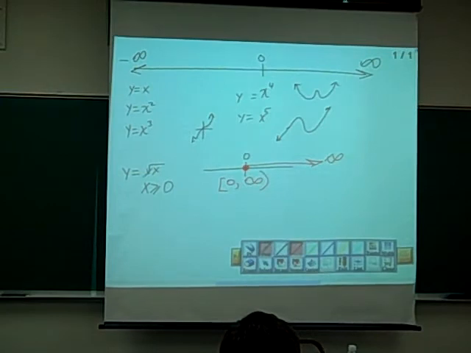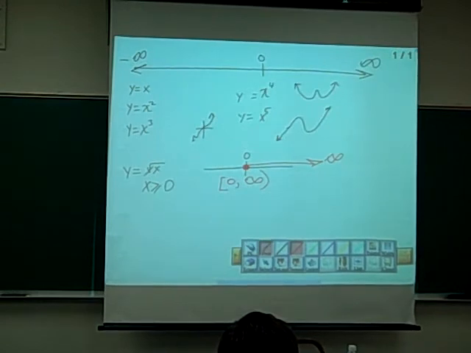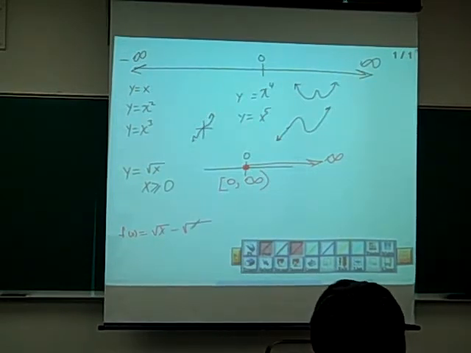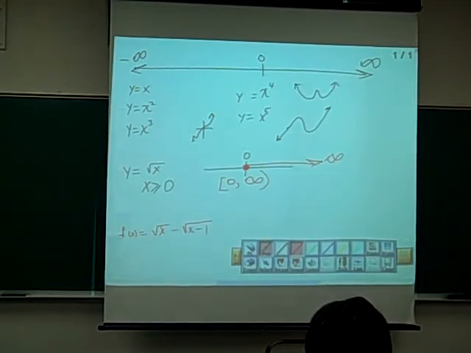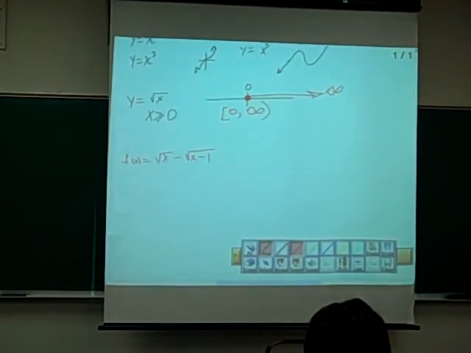Well, on the online homework, it says f of x equals the square root of x plus the square root of x minus 1. Okay, now here you have two square roots, so you have to treat them separately. You have to look at this first one here. What's that domain? You said x is greater than or equal to 0.